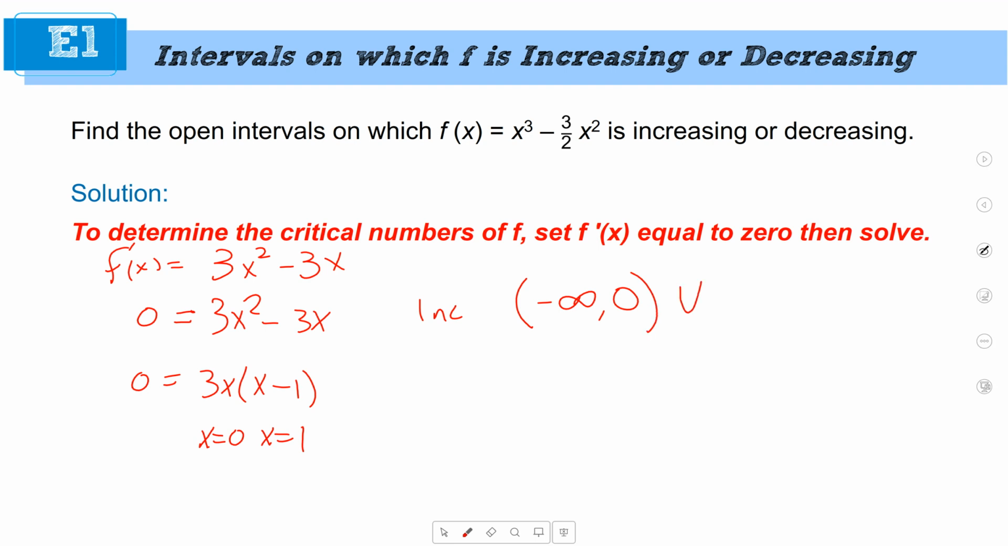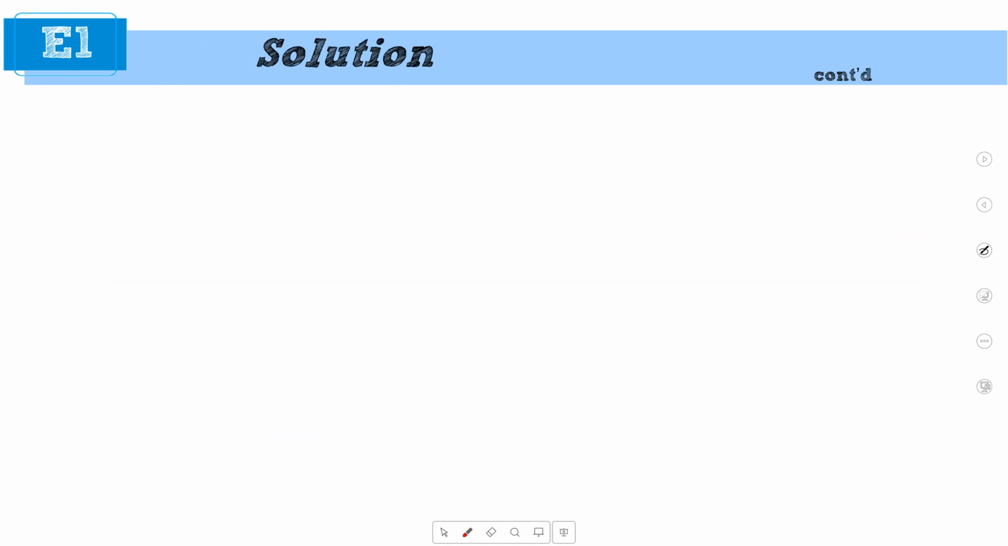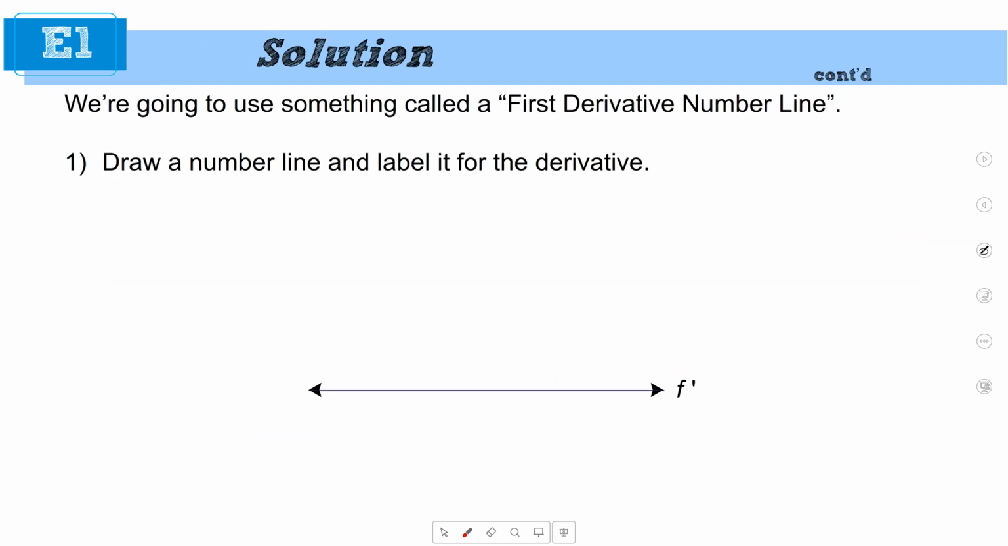Union, everybody forgets about the union symbol. 1 to infinity. Oh, that's a horrible infinity. I can't let that go. Oh, that's better. Decreasing from 0 to 1. Pretty easy, yes? Okay, good. Oh, look, I already did the work.